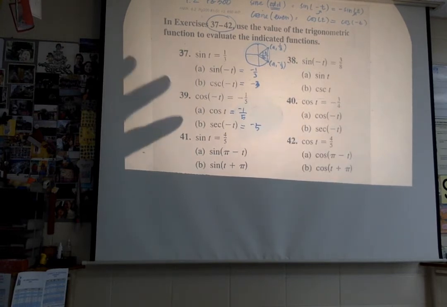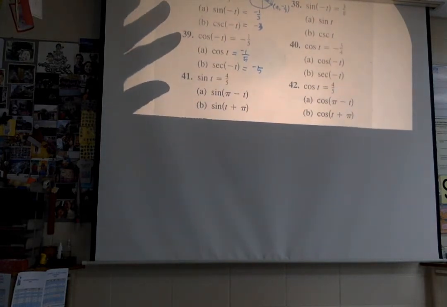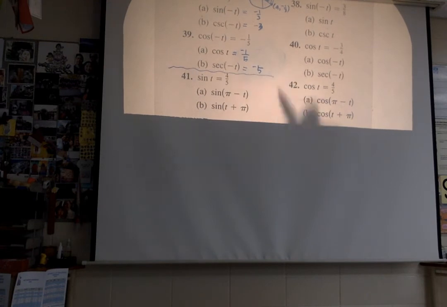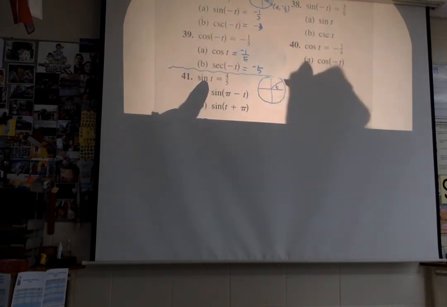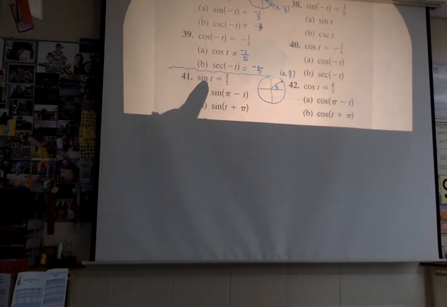Okay, let's do this one, though. Number 41. Whoa, it looks so scary. Sine of t is 4/5. So again, let's draw our circle, consistent with our methods. Sine of t, I don't care what t is. I'm just going to say this is t, and it's 4/5. I don't care what a is, because that's cosine, and sine is 4/5. So that's the y value.